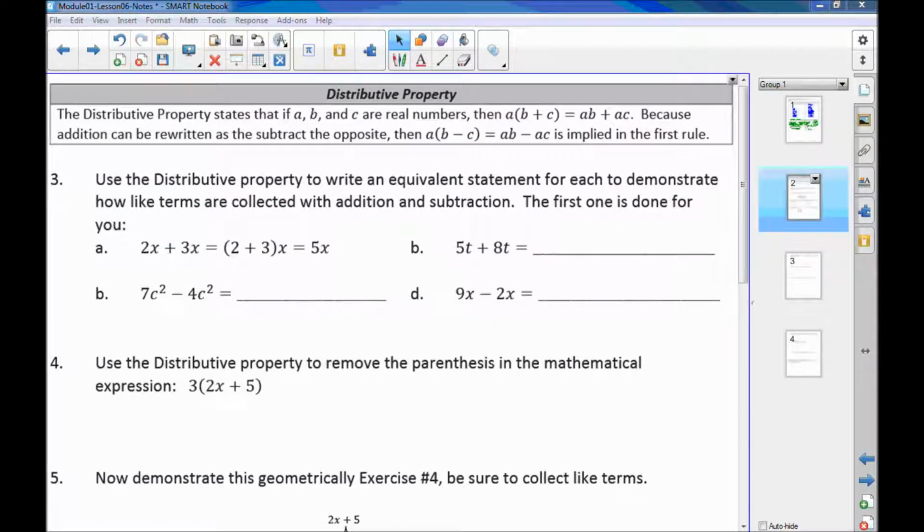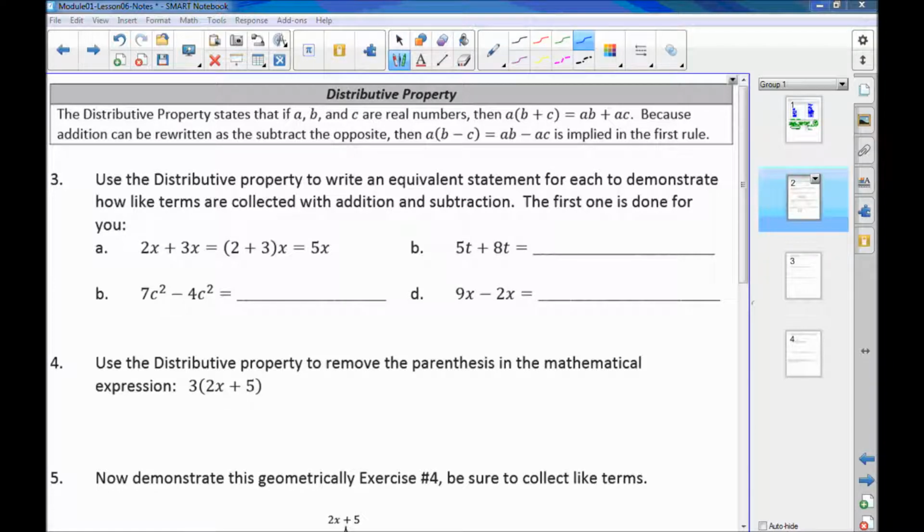Okay, at the top of the second page, we have the distributive property definition. So the distributive property states that for any numbers a, b, and c, a(b + c) is the same as a times b plus a times c. Because addition can be written as subtraction, inside we could just change that to minus negative c, so subtract the opposite, then we can also say a times (b − c) is the same as ab − ac. So it's just the same rule but written a little bit differently when I do subtraction.